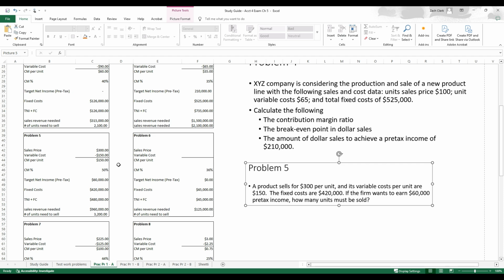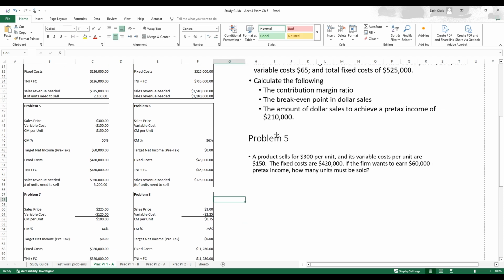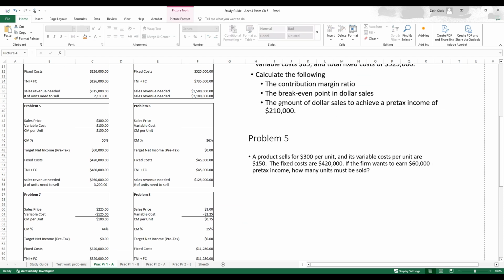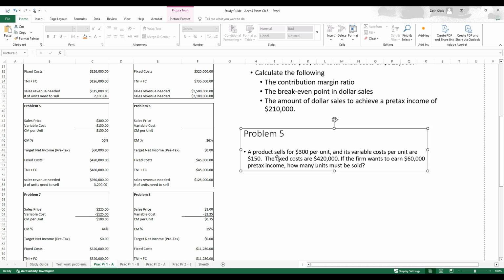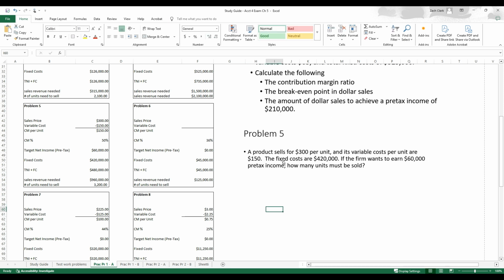Okay, let's look at problem number 5. Again, just similar types of problems, and a lot of these in chapter 5 in general. Problem number 5 says a product sells for $300 per unit, variable cost of $150, fixed cost $420,000. If we want to earn $60,000, how many units must be sold?